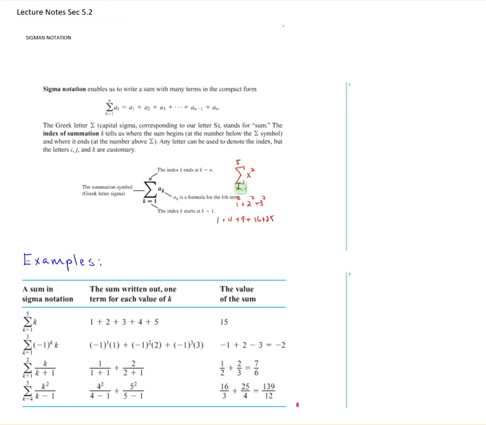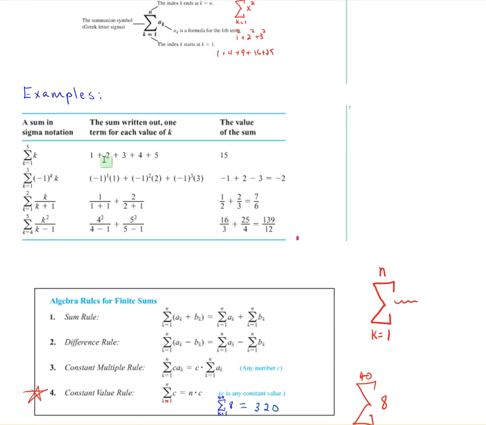So if you had k equals 1 to 5 of x squared, you would have 1 squared plus 2 squared plus 3 squared, etc., through 5 squared, and that would be your sum. And there are just some examples here.